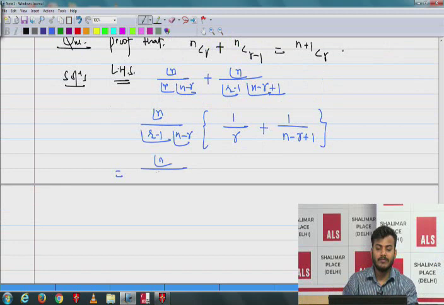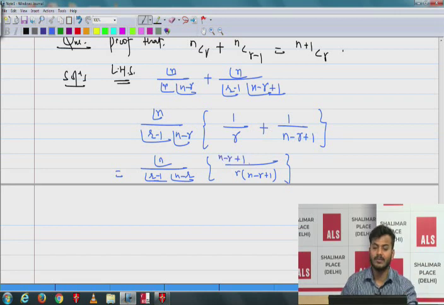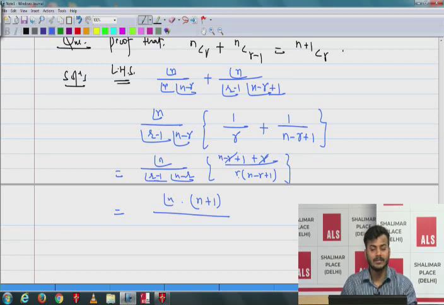n factorial divided by R minus 1 factorial n minus R factorial, and this will be R into n minus R plus 1 multiplied with n minus R plus 1 plus R, simple calculations. R gets cancelled. We have n factorial times n plus 1. See, we have got n plus 1. Yes. Next is R minus 1, this is R.